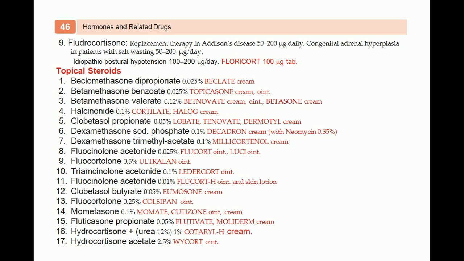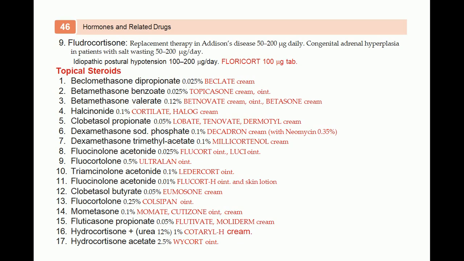Another one is halcinonide 0.1%, that is Cortilate and Halog creams. Clobetasol propionate is another topical steroid, available at 0.05% as Lobate and many more like Dermovate creams. Dexamethasone sodium phosphate is also available, 0.1% Decadron cream, in combination with neomycin 0.35%. Dexamethasone trimethyl acetate is also available at 0.1%, as Melicortinol cream.